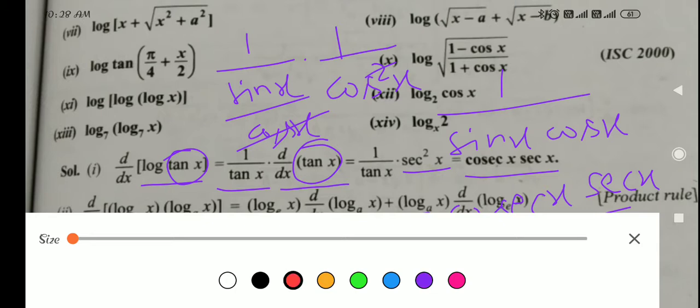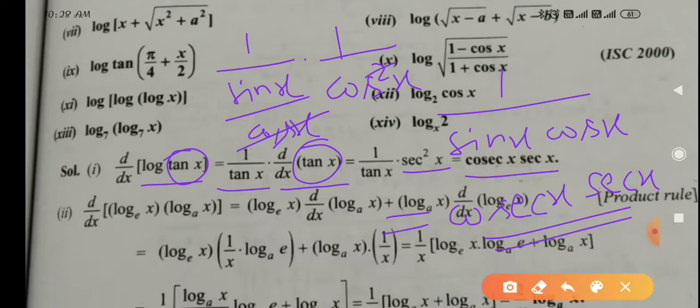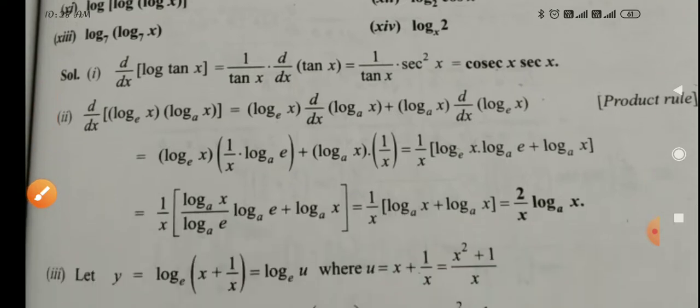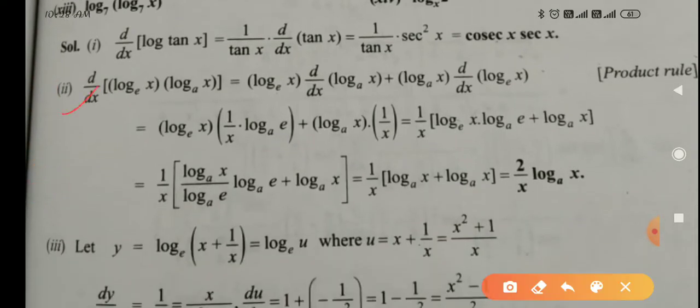Now you can take example number 10, second part. In the second part you can see it is given log x to the base e, and log x to the base a, and their product is given. So you will apply the uv rule. U same, differentiation of v: log x to the base e same, differentiation of log x to the base a, plus log x to the base a same, differentiation of log x to the base e. Now differentiate: first term same, log x to the base e, and differentiation of log x to the base a, just before I told you, is 1 upon x log e to the base a.